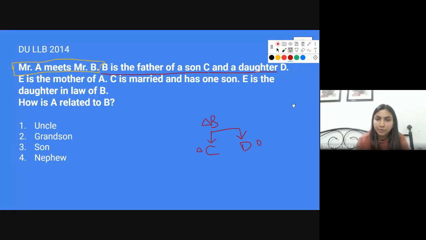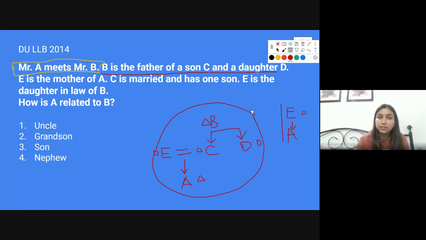E is the mother of A. So now this is a separate relation. We've not looked at E and A yet. So E is the mother of A. C is married and has one son. We don't know who C is married to, but he's married to a female and has a son, so it's male. And E is the daughter-in-law of B. So B's son's wife would be the daughter-in-law. And if E is the daughter-in-law of B, then A must be the son, because this is already given to us, right? So we get this entire relation.